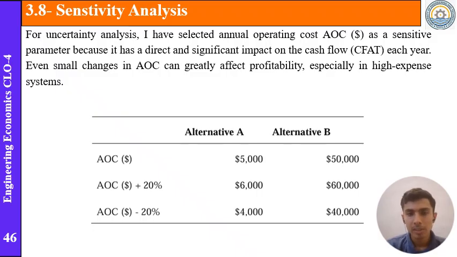For doing the sensitivity analysis, I have to select a sensitive parameter. For this purpose, I selected the annual operating cost as the sensitive parameter, because we know that the cost of operation for the robotic line is much higher compared to the cost of operation for the manual or semi-operated line. The actual annual operating cost for the manual or semi-operated line is 5,000, and for the robotic line it is 50,000. I increased and decreased the annual cost of both projects by up to 20% and then calculated the present worth to see the effect on it.